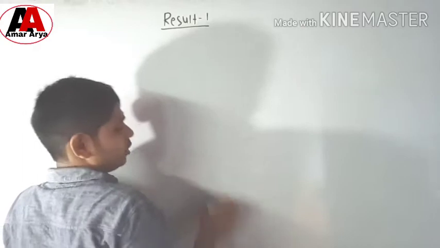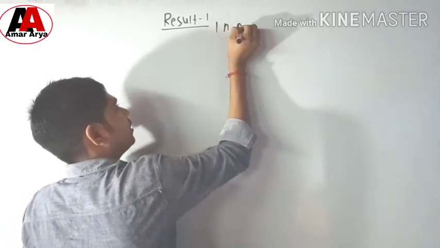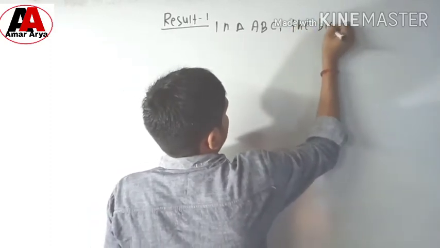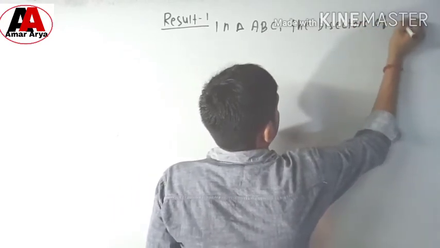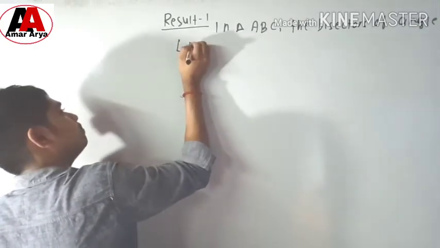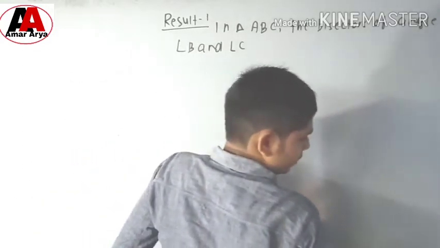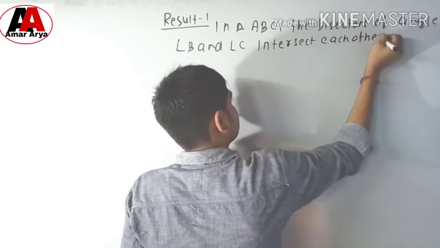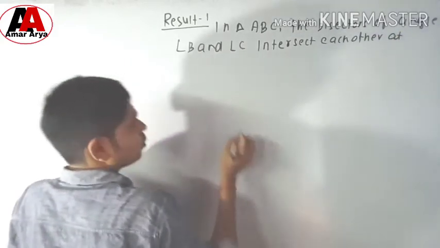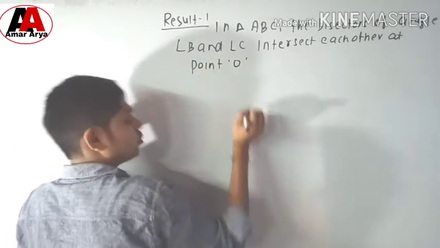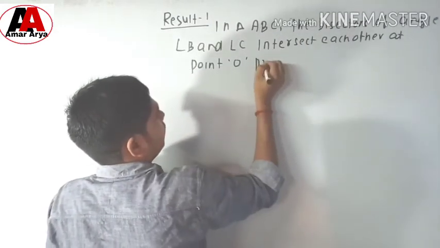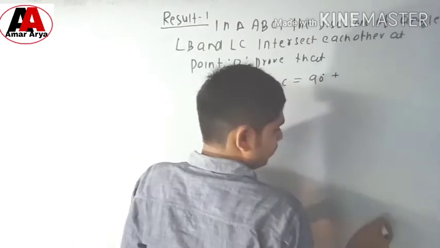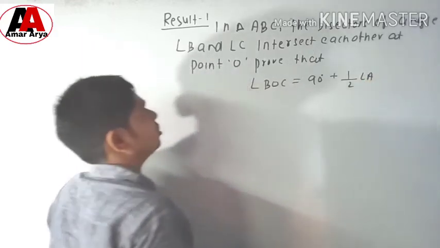In triangle ABC, the bisectors of angle B and C intersect each other at point O. Prove that angle BOC equals 90 degrees plus 1 by 2 of angle A. This is the question, and this is result number one.